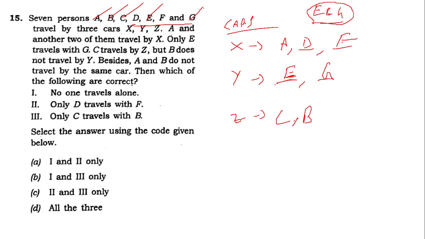Now, no one travels alone. Yes, correct. No one travels alone because everybody has one or the other person in the car. Only D travels with F. No, A is also there. So the second statement is not possible. Only C travels with B. Yes, possible because they both travel by Z. So statements 1 and 3 are possible. So it is option B, 1 and 3 only. This is the correct answer.